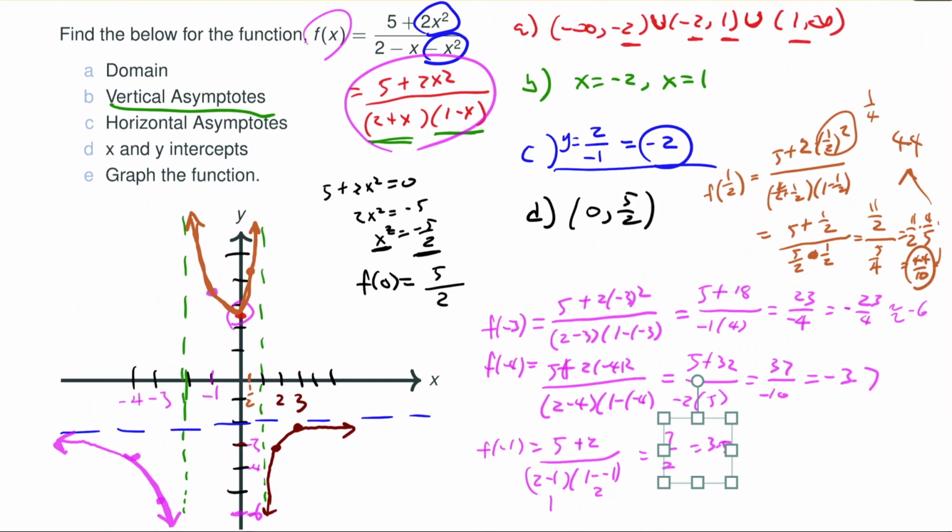So the final answer is all these three parts. This one right here, this one, and this one. All these three parts are the graph of this one rational function. There are two vertical asymptotes and one horizontal asymptote.